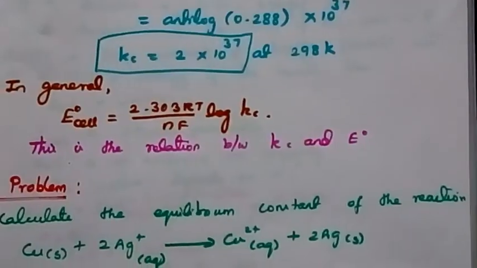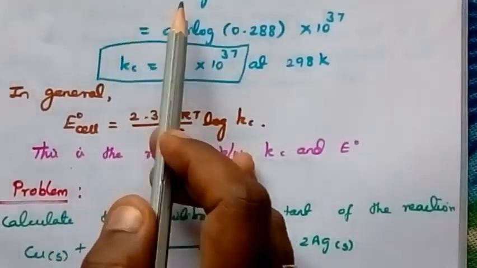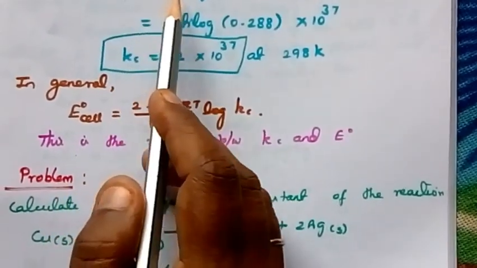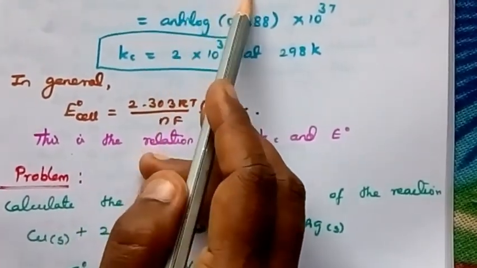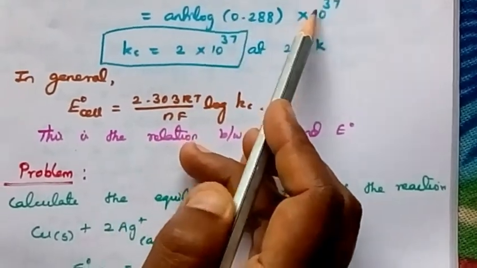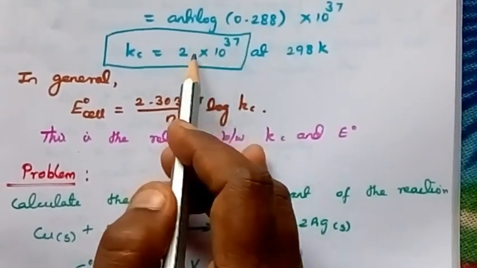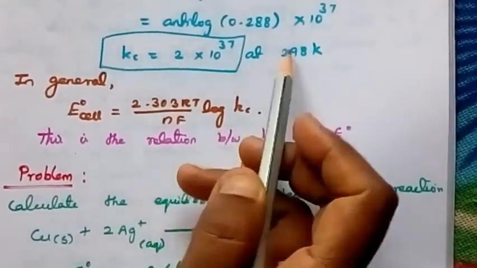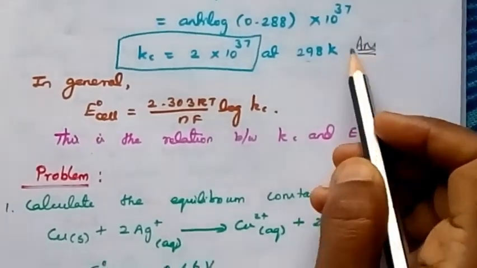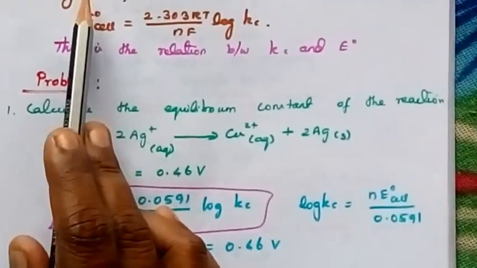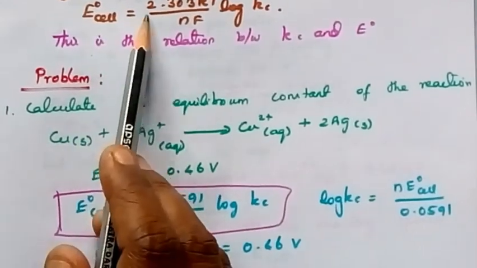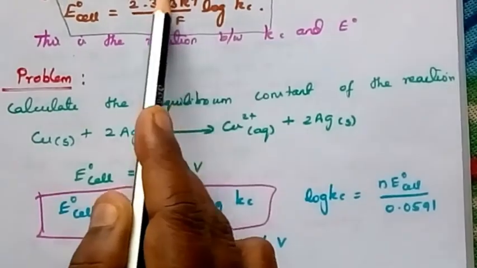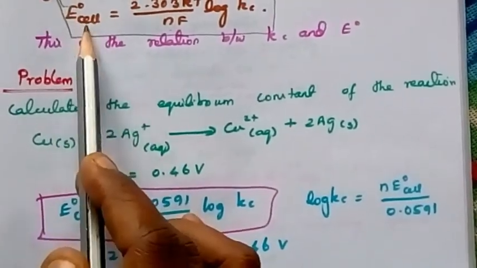So log Kc is 37.288. Now K is equal to the antilog of this term. This whole number should be raised to the power 10, so we take the antilog of the remaining part. That value is around 2, so K is about 2 into 10 power 37. This value is obtained at 298 Kelvin. So this is the derivation. In general, E naught is equal to 2.303 RT by NF log Kc. This is our formula, the relation between the equilibrium constant and the EMF of the cell.